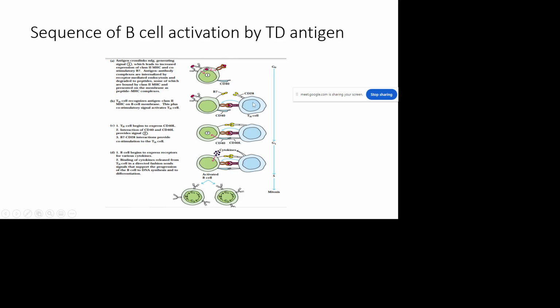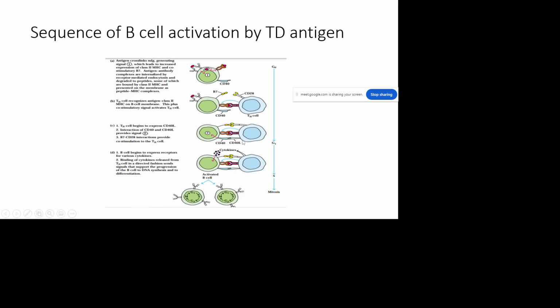After that, the helper T cell will come and recognize the class 2 MHC and antigen complex on the B cell membrane. This, plus the co-stimulatory signal B7, will activate the helper T cell. So B7 will interact with CD28 of the helper T cell, and these two interactions, the antigen-class 2 MHC with the TCR of the T cell, and B7 with CD28 of the helper T cell, will activate the helper T cell. Now the helper T cell will begin the expression of CD40L.